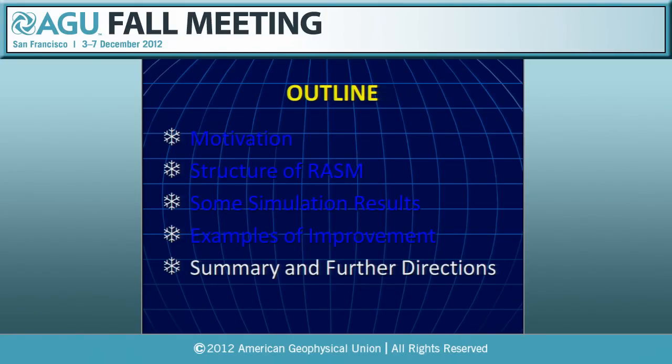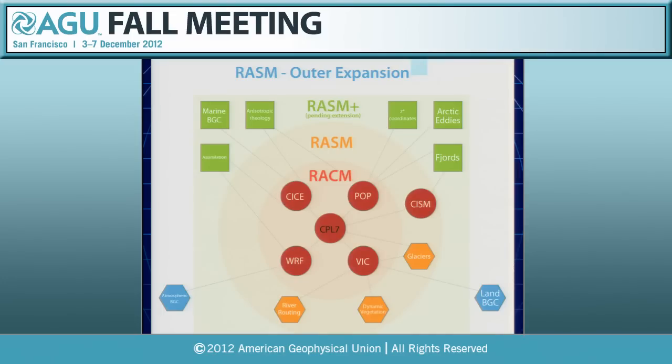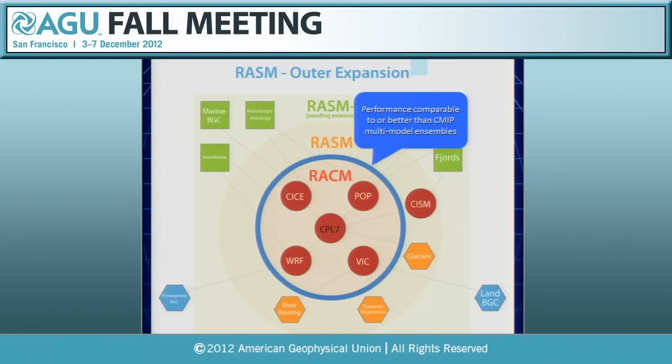So finally, to summarize and give you some sense of further directions, what I've shown you here mostly has been results from our initial development of this, what we called initially the HIRHAM model, focused on the ocean, ice, atmosphere, and land. As I've mentioned, our performance is comparable to, perhaps even better than, a lot of the CMIP multi-model ensembles, as well as individual models. And also, we get improved representation of some key physical processes by virtue of our finer resolution, but also the physics that we're able to access through having that finer resolution.